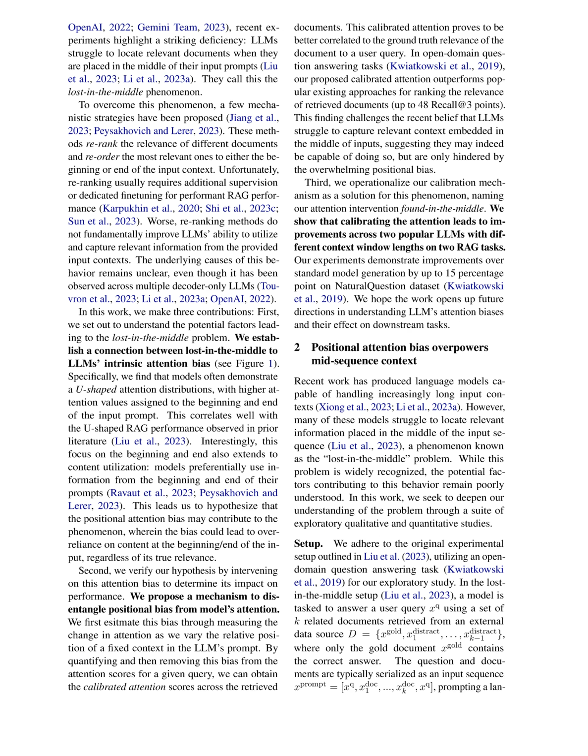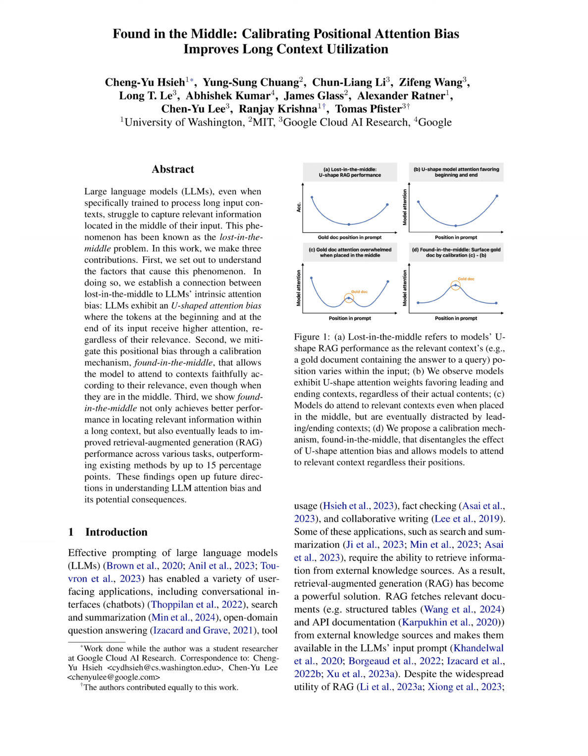3. Positional attention bias may be beneficial. The paper points out that while the proposed method aims to eliminate positional attention bias, this bias might actually be beneficial in certain contexts. It suggests that in specific tasks or scenarios, the natural tendency of models to focus more on the beginning and end of inputs could align well with the task structure or data nature. Therefore, understanding the specific task requirements before applying the calibration method is crucial.